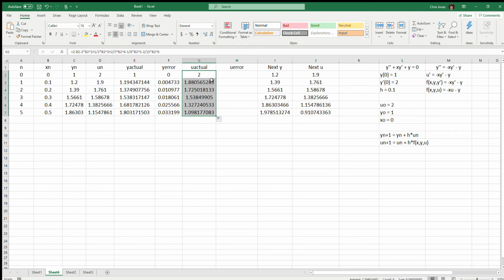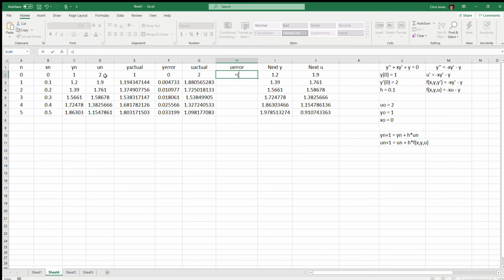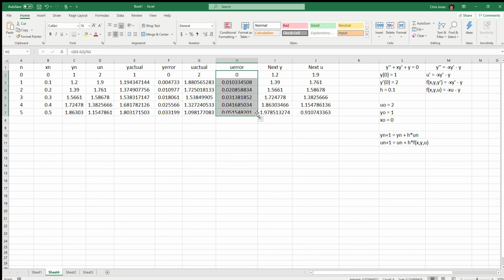Here are the approximations for u prime, or the actual values for u prime, using a 7th degree polynomial. And then let's find the error. So that's going to be the approximate minus the actual for u divided by the actual. First error is 0, not surprising. And the most error we get is about 5.15%. So this is a pretty reliable algorithm considering how big our step size is.